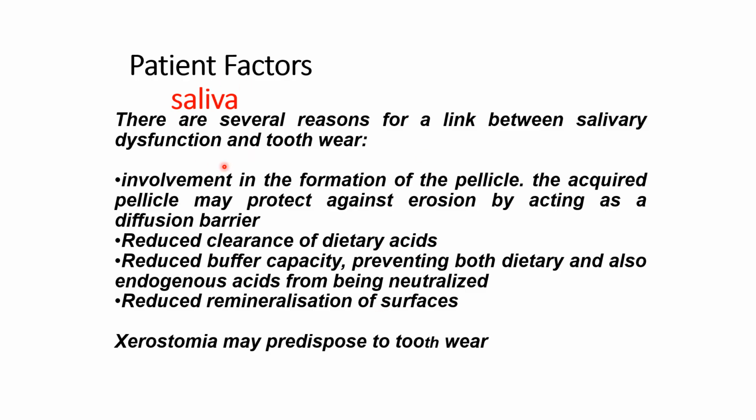We have already discussed the factor of saliva, and similarly, it can prevent the formation of erosive lesions, and the risk increases if the salivary flow is low. In that condition, if there is reduced clearance of dietary acid due to low production of saliva or low flow of saliva, it can cause erosion. Similarly, reduced buffer capacity can increase the process of demineralization and increase tooth erosion. And xerostomia is very important: when there is low or no production of saliva, it can cause huge erosive lesions in the oral cavity.